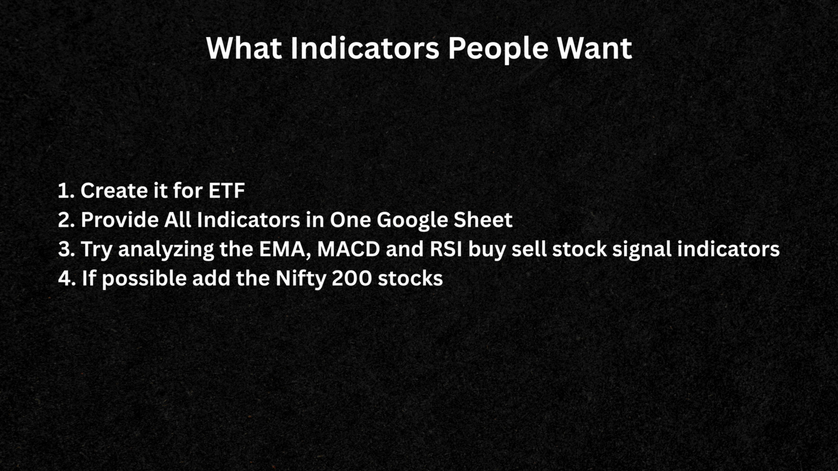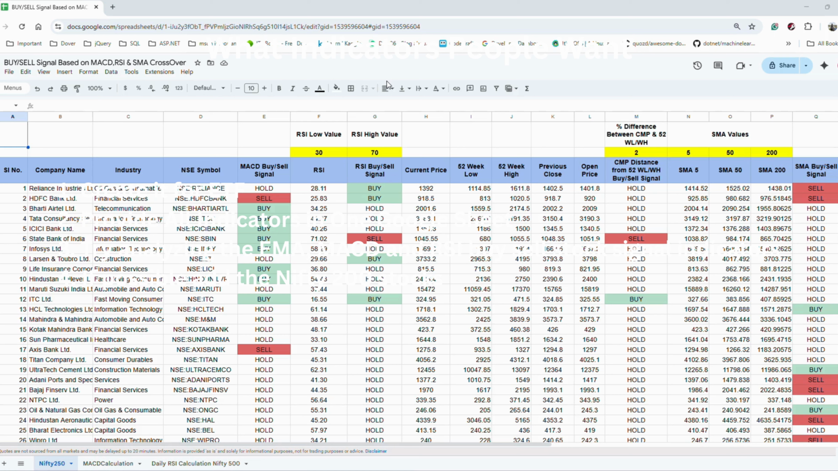I have got some replies. Number 1, create it for ATF. Number 2, provide all indicators in one Google Sheet. Number 3, try analyzing the EMA, MACD and RSI buy sell stock signal indicators in one Google Sheet. And number 4, if possible, add the Nifty 200 stocks. So today I'm going to show you one Google Sheet with multiple indicators, and that too for Nifty 250 stocks.